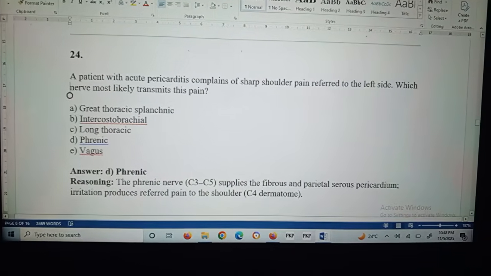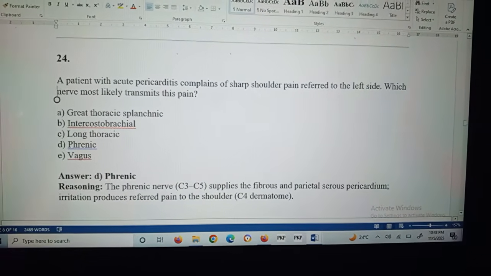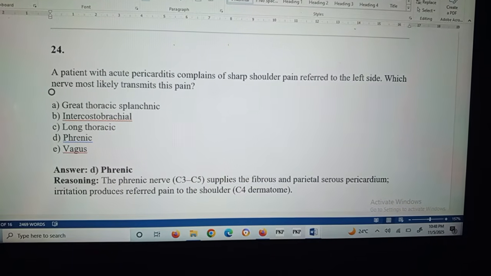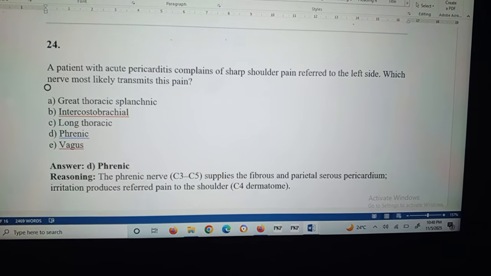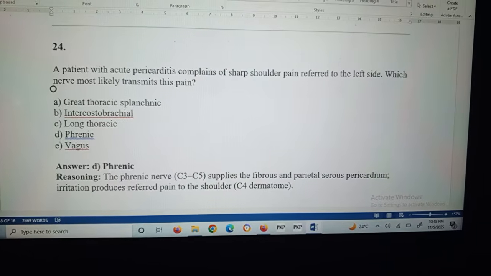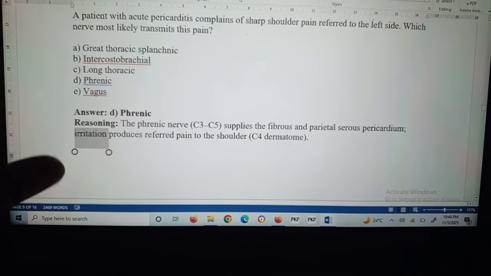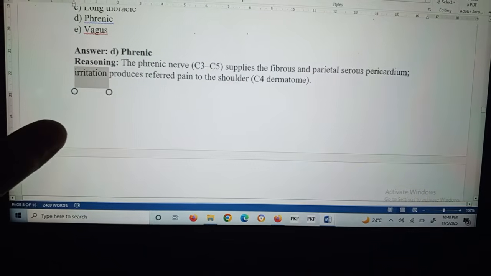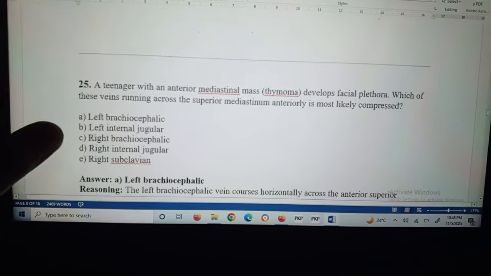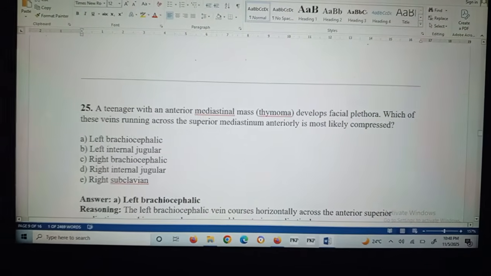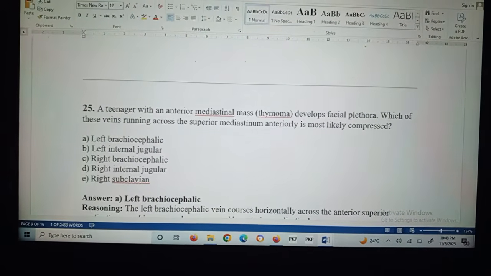Question number 24. A patient with acute pericarditis complains of sharp shoulder pain referred to the left side. Which nerve is most likely responsible for this pain? Phrenic nerve is responsible because it supplies the fibrous and the parietal serous pericardium. Irritation produces referred pain to the shoulder. C4 dominance.